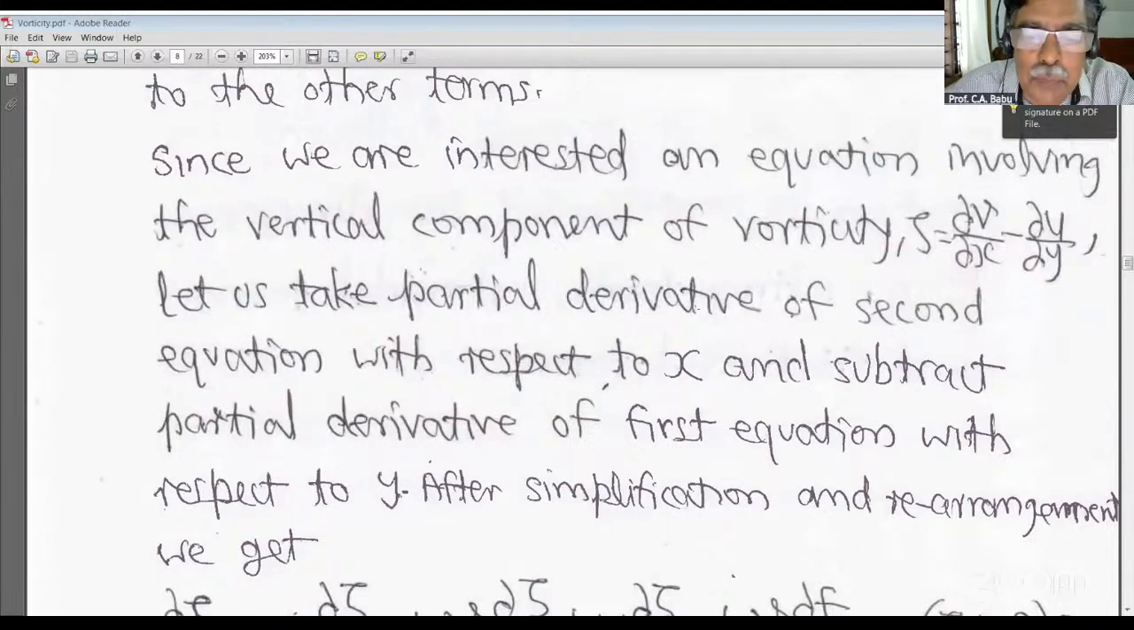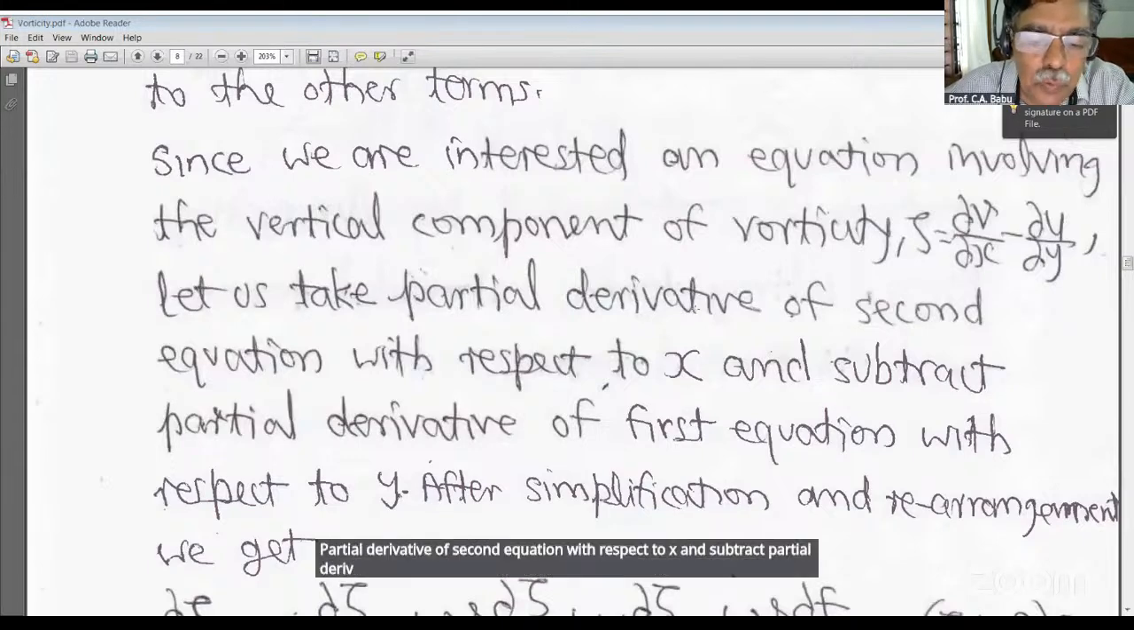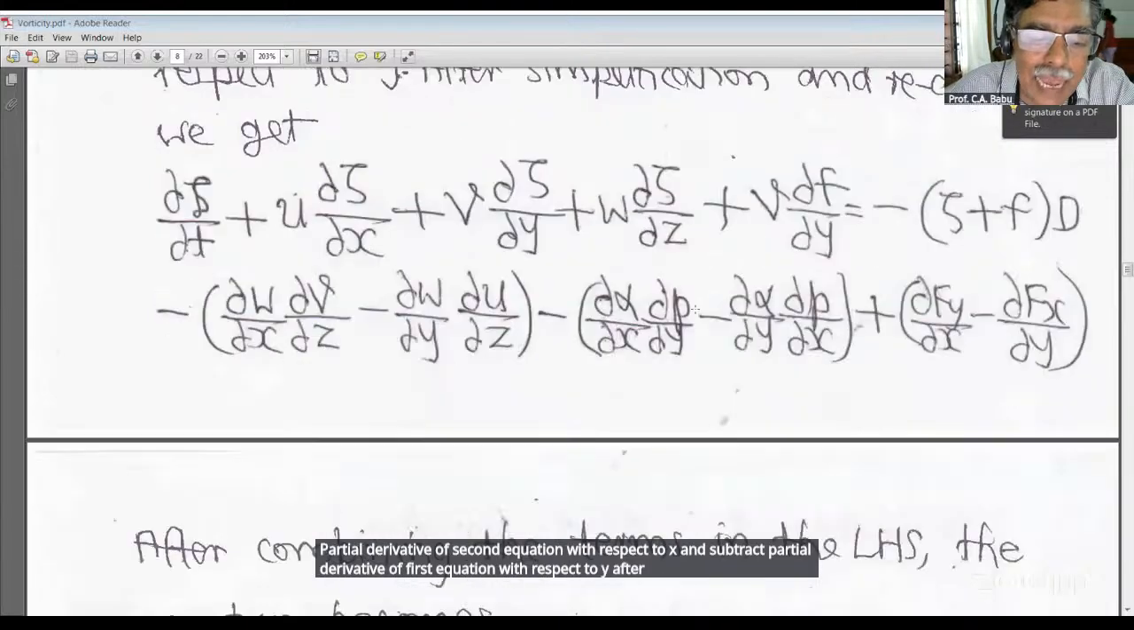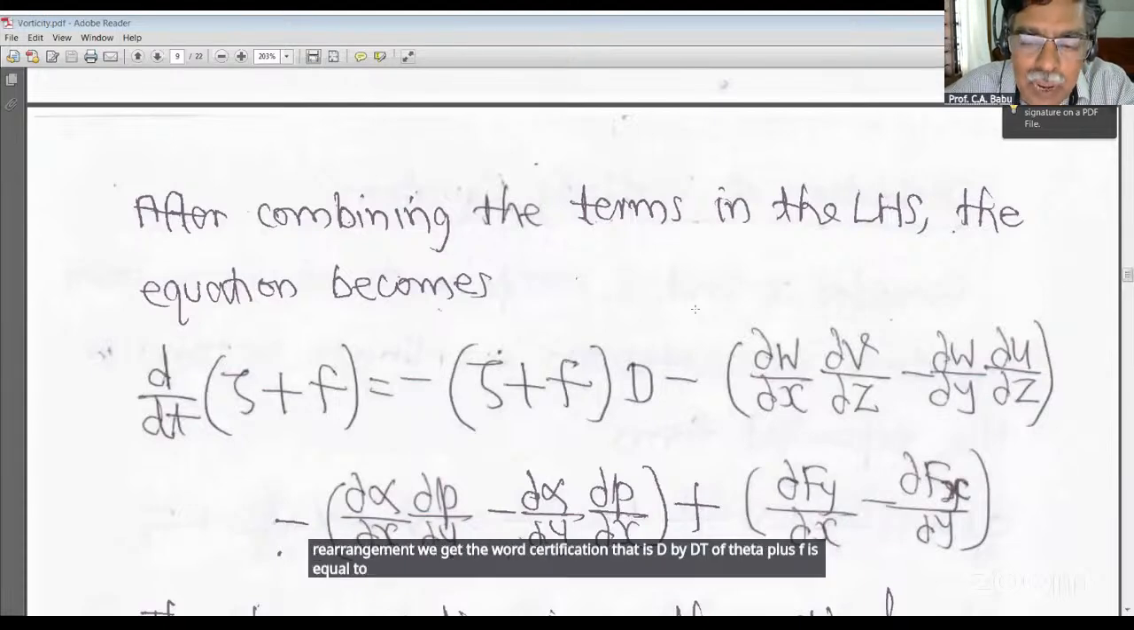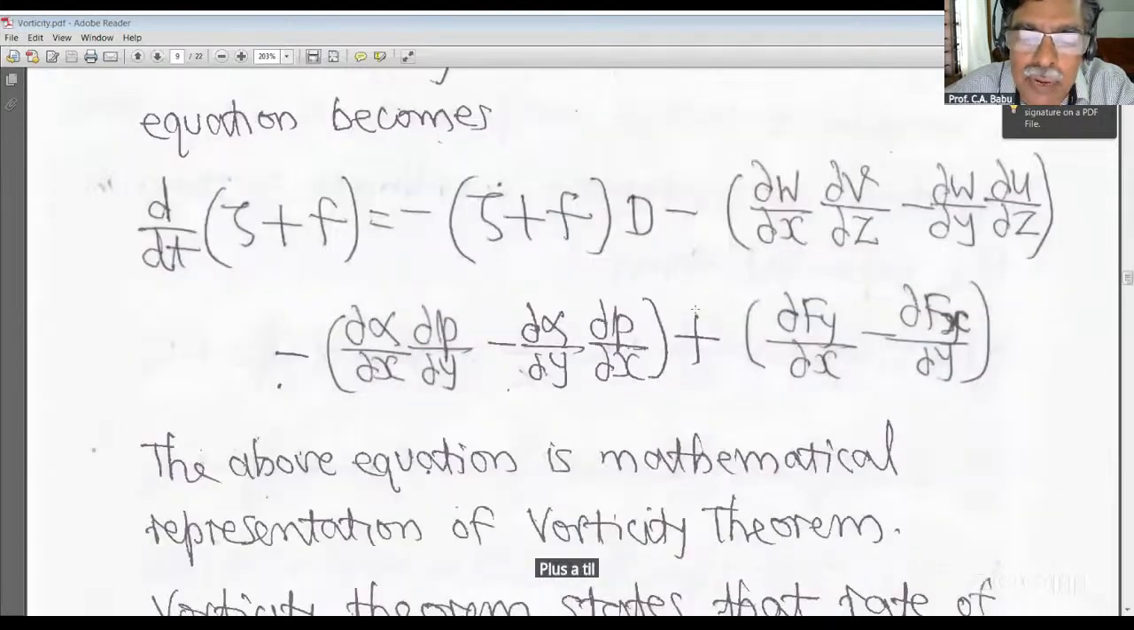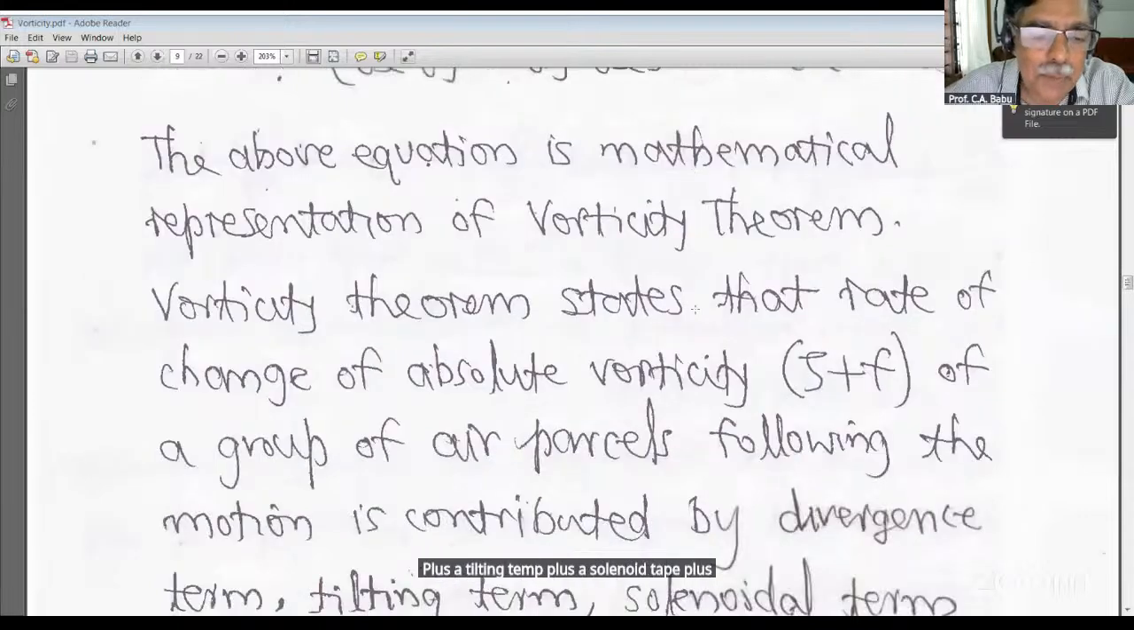Let us take partial derivative of second equation with respect to x and subtract partial derivative of first equation with respect to y. After simplification and rearrangement, we get the vorticity equation, that is d by dt of theta plus f is equal to a divergence term plus a tilting term plus a solenoid term plus a frictional term.